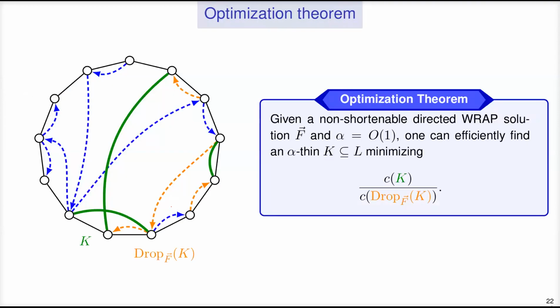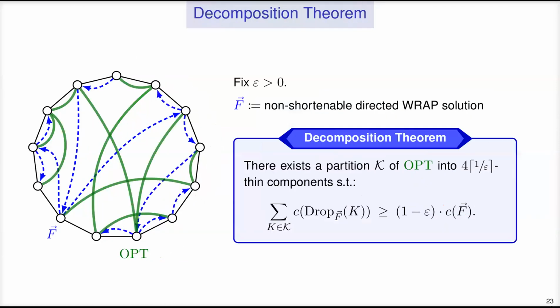Now with that notion of thin link sets, we can derive two key theorems. One is an optimization theorem, which says that for any constant alpha, we're able to efficiently find an alpha-thin link set that minimizes the ratio of the cost of the links we're adding divided by the ones we can drop. In other words, we can maximize the bang for the buck. So this shows that within that class, we can find good link sets.